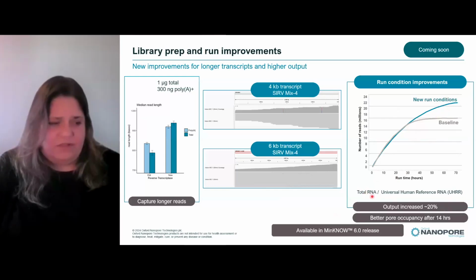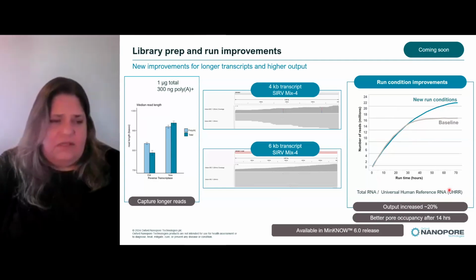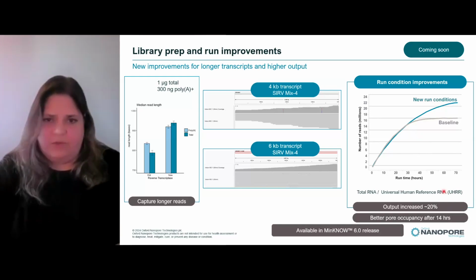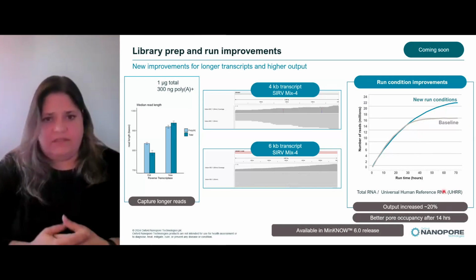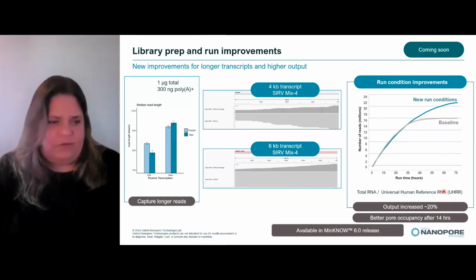So here we're showing total RNA preps that were done with universal human reference RNA or UHRR. Again, this is something that you can buy externally. This is from Agilent, the one that we use. And these are like 10 cancer cell lines that are put together into one really nice sample that you can then use to test. We use it quite regularly to test our improvements.